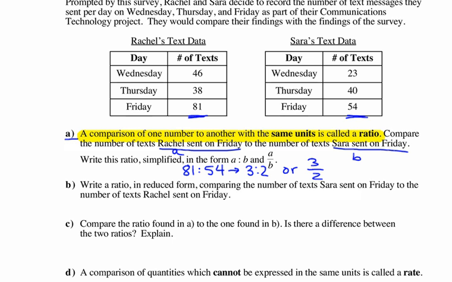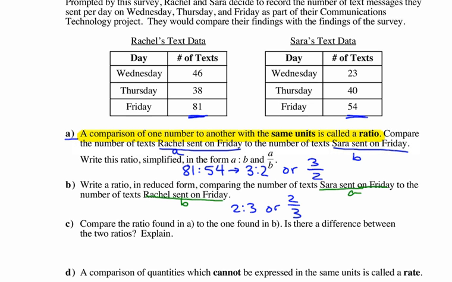Write a ratio in reduced form comparing the number of texts Sarah sent on Friday to the number of texts Rachel sent on Friday. So Sarah is now our A, and Rachel is now our B. These are the same numbers, so we don't need to reduce them again. Instead of 3 to 2, it's 2 to 3 or 2 over 3, because now Sarah's A, Rachel is B.